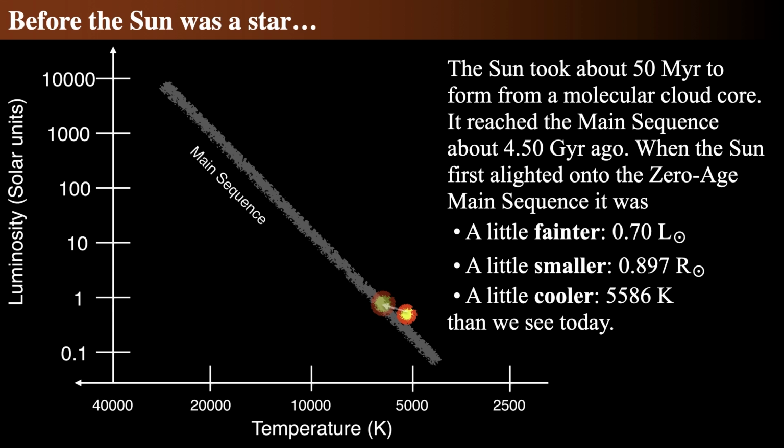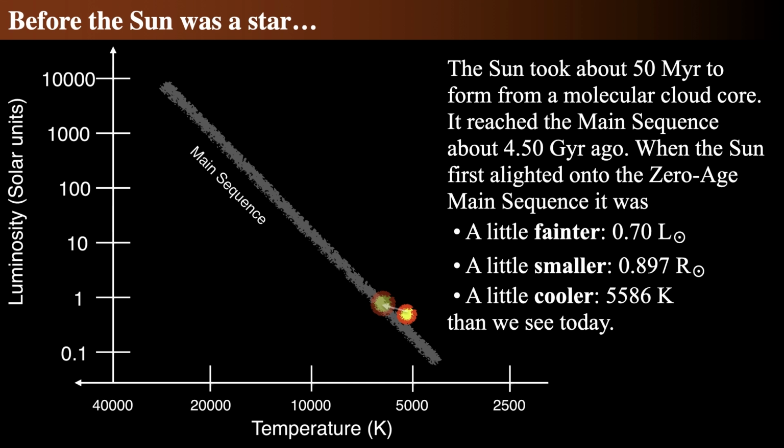It was only about 70% of the current luminosity that it is today. It was also a little bit smaller, about 90% of its current radius, and it was actually a little cooler, under a few hundred Kelvin cooler at its surface than we see today. So that's the zero age main sequence for a single solar mass star. And so we're going to plot the evolution of the sun on an HR diagram.